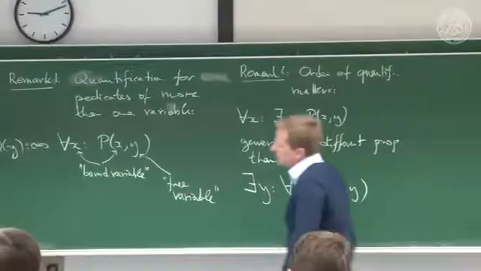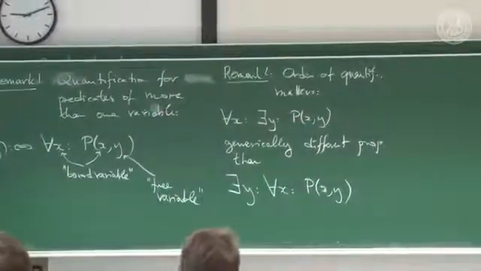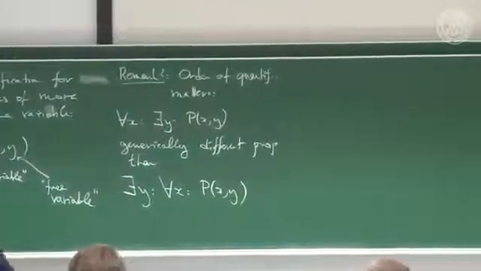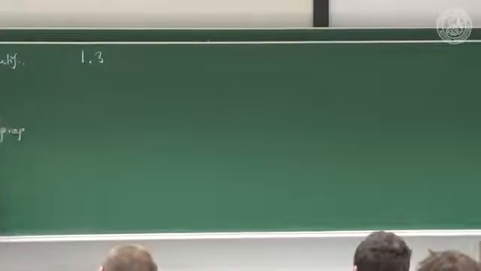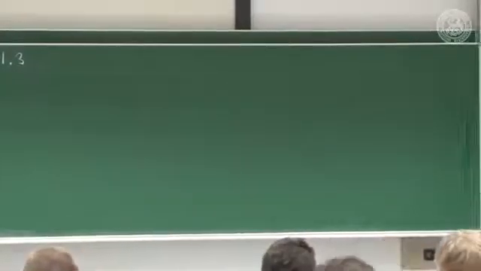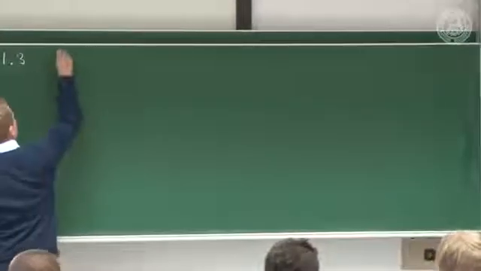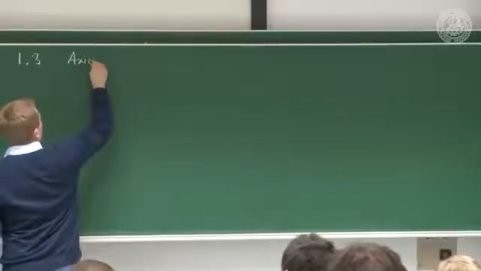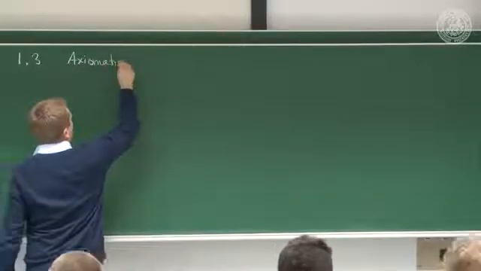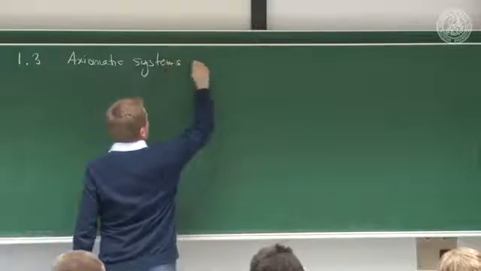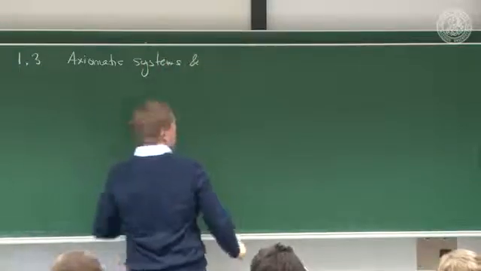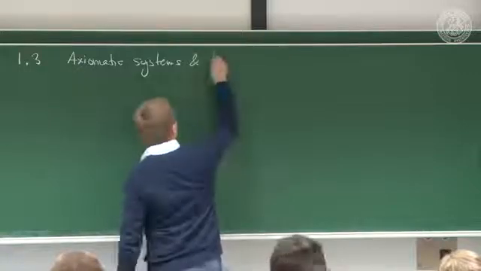Well, this actually concludes our quick overview of predicate logic. But there's an immediate application to all of this. This is our section 1.3, and that's called axiomatic systems and theory of proofs.